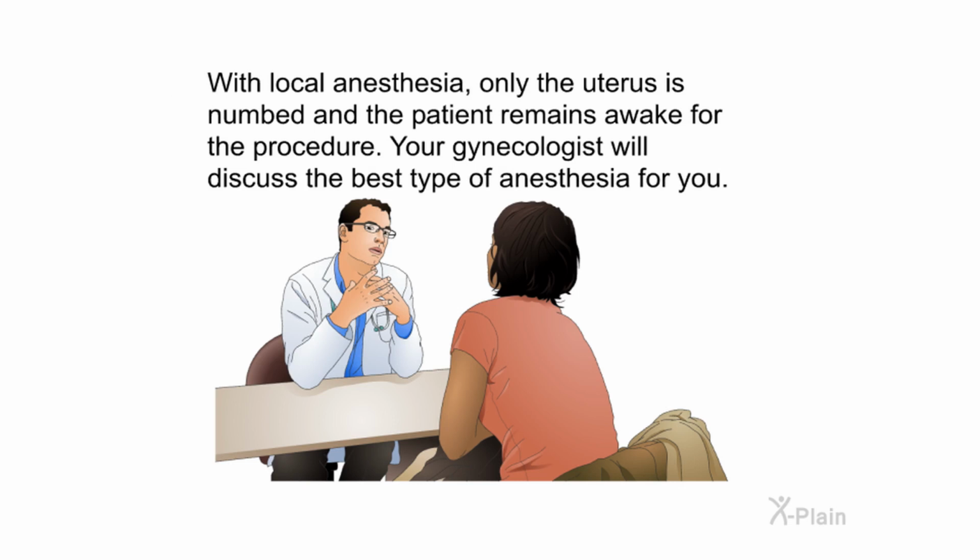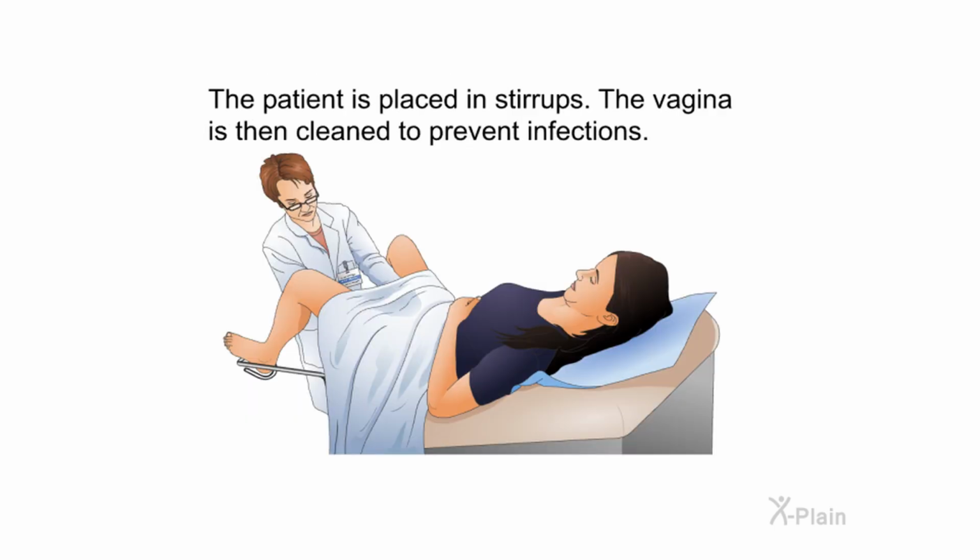With local anesthesia, only the uterus is numbed and the patient remains awake for the procedure. Your gynecologist will discuss the best type of anesthesia for you. The patient is placed in stirrups. The vagina is then cleaned to prevent infections.